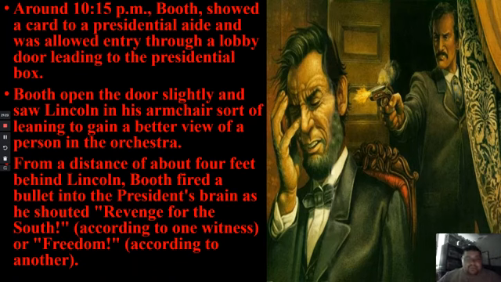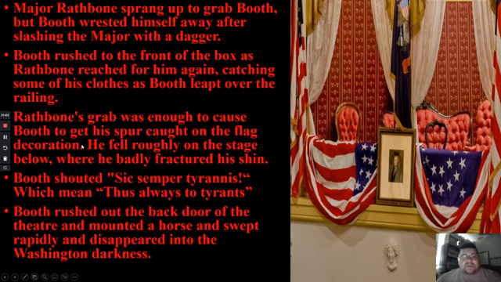Now, here's the thing. Some people say that he said "revenge for the South" or "freedom," but not everyone agrees that he even said anything at this point. Okay. Now, Major Rathbone hears and sees the smoke from the gun, and he turns and lunges towards Booth, and they're fighting for a bit. Booth has a dagger along his side, so he pulls it out and slashes Major Rathbone right on the forearm. Okay. Now, if you look at this picture of the balcony, Booth jumps on the flag area and he's about to jump off.